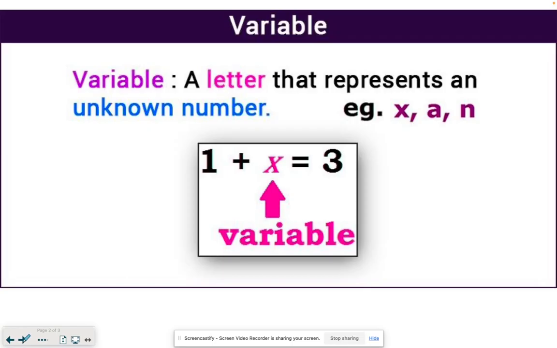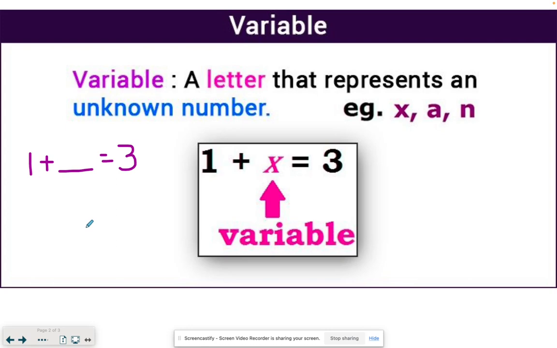So, what is a variable? Really, you've been using a variable your whole life. In the past, you would do a problem such as this: 1 plus blank equals 3. We now are replacing the blank with a variable. A variable is a letter or a symbol that represents an unknown number. In this case, right now, the blank is unknown. We need to solve the problem to find out what is missing.